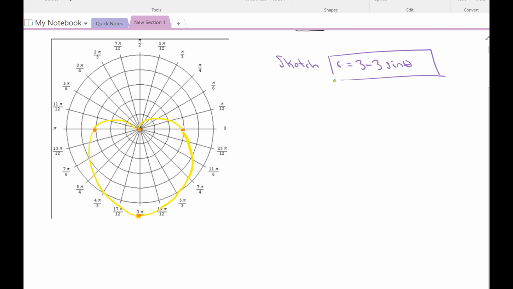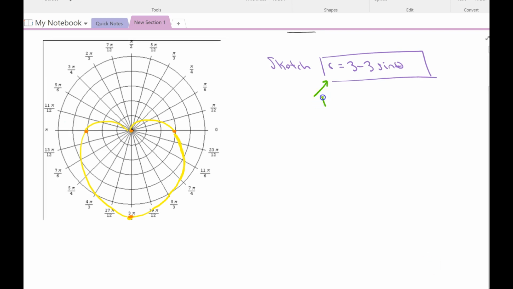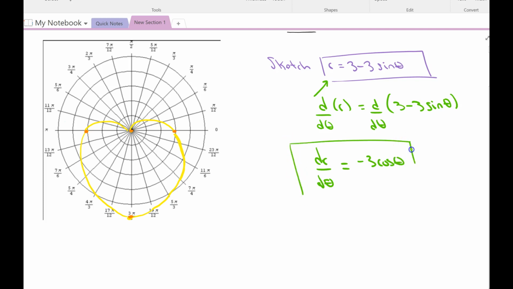If I look at this equation right here, where r is a function of theta, if I take the derivative of this equation, I'm taking the derivative with respect to the independent variable. So I'm taking the derivative with respect to theta of r and the derivative with respect to theta of 3 minus 3 sine theta. And I think it's not too much of a stretch for us to get now to this place. So dr d theta equals negative 3 cos theta.